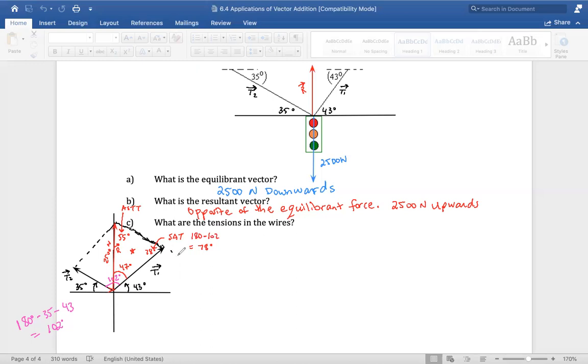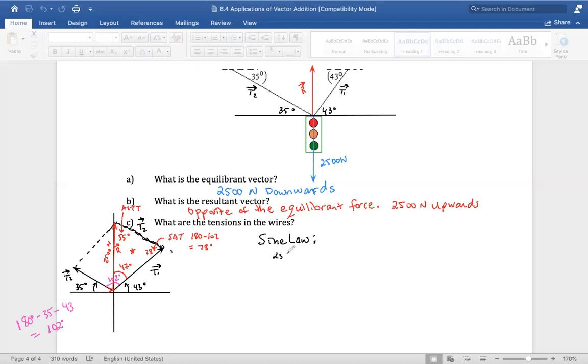So what am I trying to solve for? It doesn't matter if it's T1 or T2 because T2 is in this triangle as well. This side here is tension 2. So it doesn't matter which one I pick out first. I'm going to use sine law. You can write down why, because we don't have any 90 degrees. And this is my only side, so I have to use 2,500.